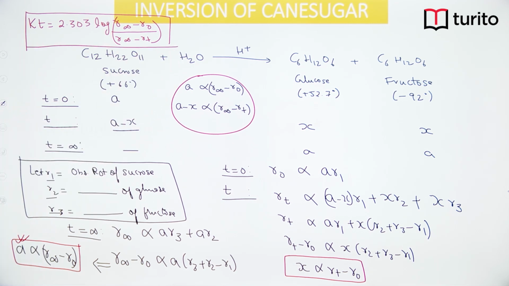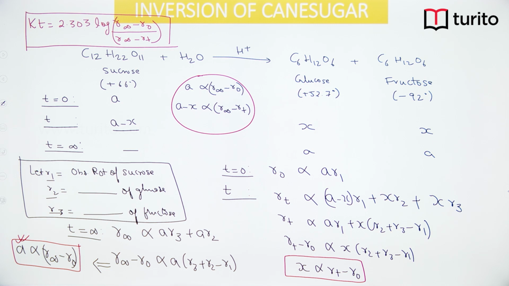Rt is the optical rotation at time t, R naught is the optical rotation at time t equals 0, R infinity is the optical rotation at time t equals infinity. So just write this quickly or take a snapshot. This is actually a very important derivation of the formula. In case you are facing difficulty in understanding the derivations of these formulas, you can directly learn these expressions.